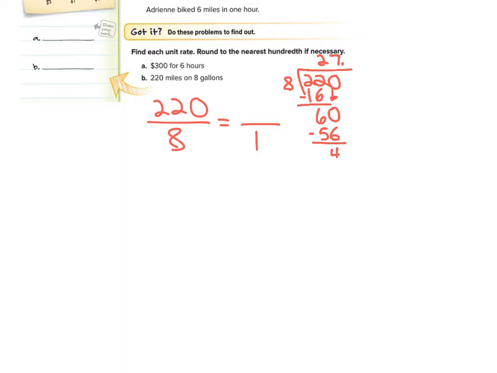I put a decimal there, because the number is done, right? That's where my number ends. And now I bring down another 0, and I have 40. 8 into 40 is 5. Okay? So, there is my answer. You see, 40, 0. So my answer is 27.5. Right? That's how many miles I'm going to drive on 1 gallon of gasoline. So 27.5 miles per gallon of gasoline.